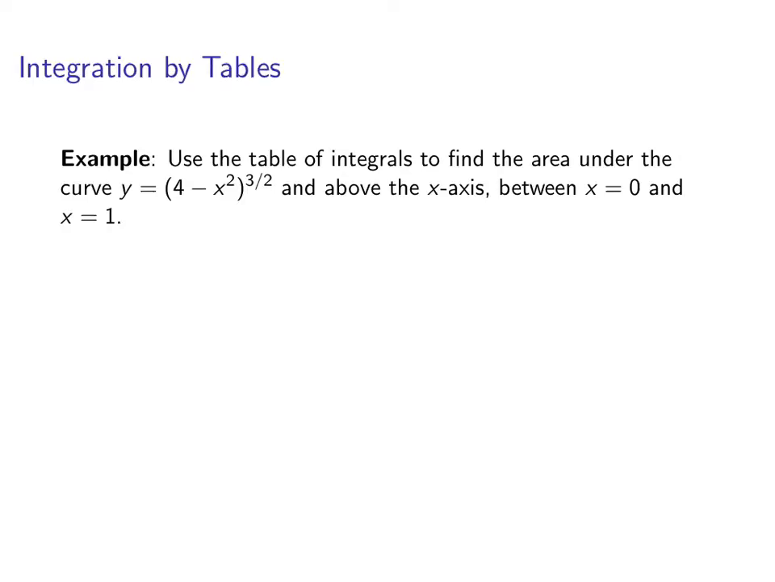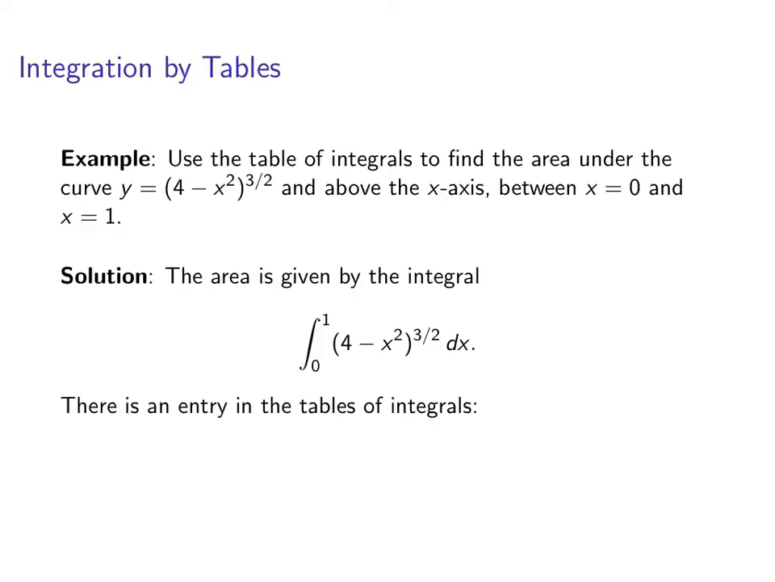Okay, let's try to use the table of integrals to find the area under the curve y equals (4 minus x squared) raised to the 3/2 power, and above the x-axis between 0 and 1. So the area that we're looking for is this integral from 0 to 1 of (4 minus x squared) to the 3/2 power dx. And there's actually an entry in the table of integrals that will evaluate this for us.